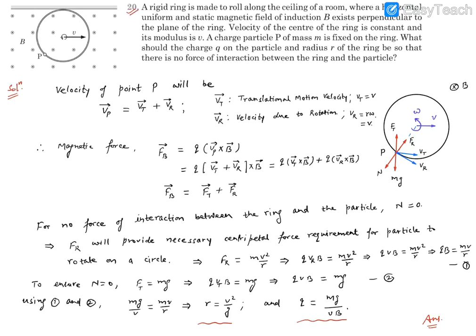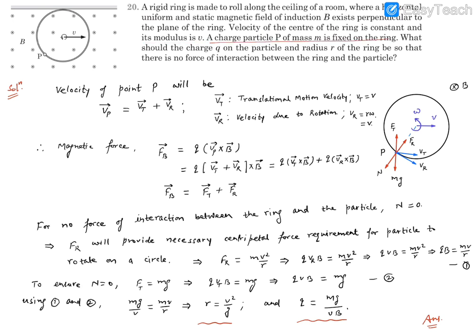Question number 20. It says a rigid ring is made to roll along a ceiling of a room where a horizontal, uniform and static magnetic field of induction B exists perpendicular to the plane of the ring. So it is shown over here. Velocity of the center of the ring is constant and its modulus is V.